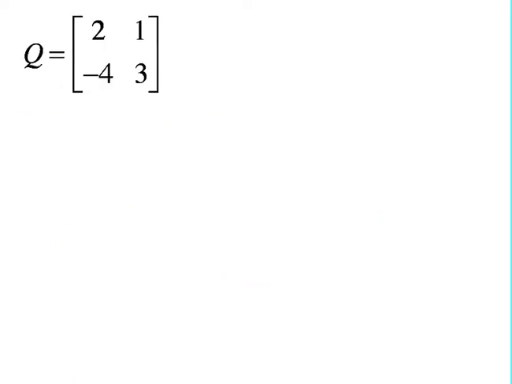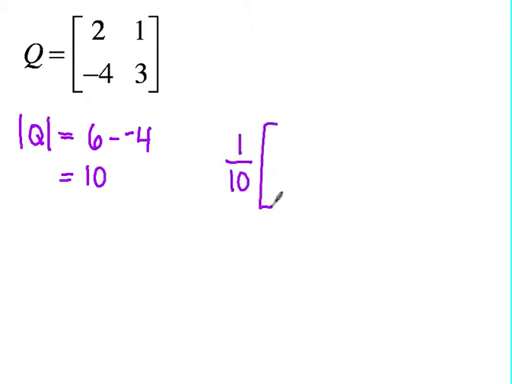Okay, so the next one, the determinant of Q. What do I take? 2 times 3, which is 6, minus negative 4. So my determinant is 10. So I'm going to take 1/10 times. Let's remember our saying: switch what? Spots. Switch spots.